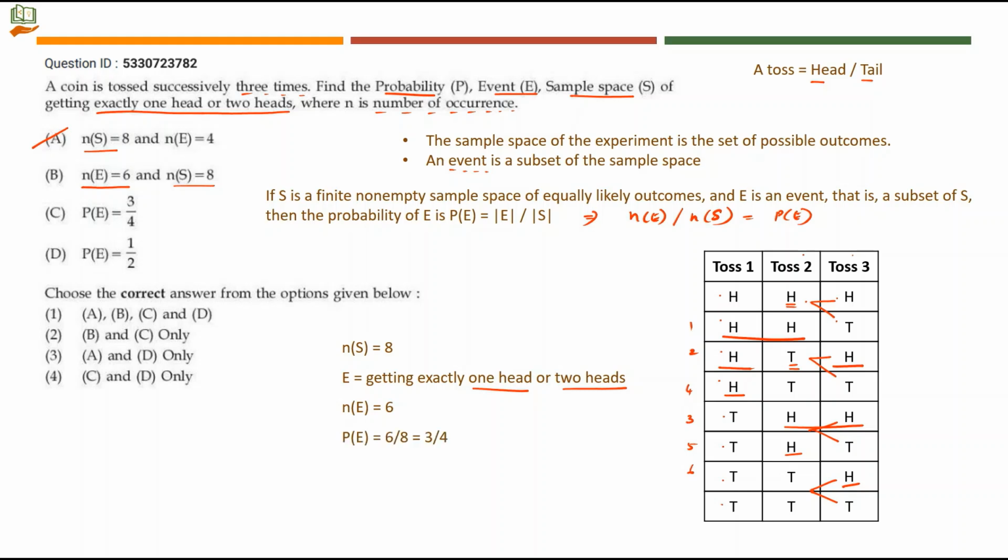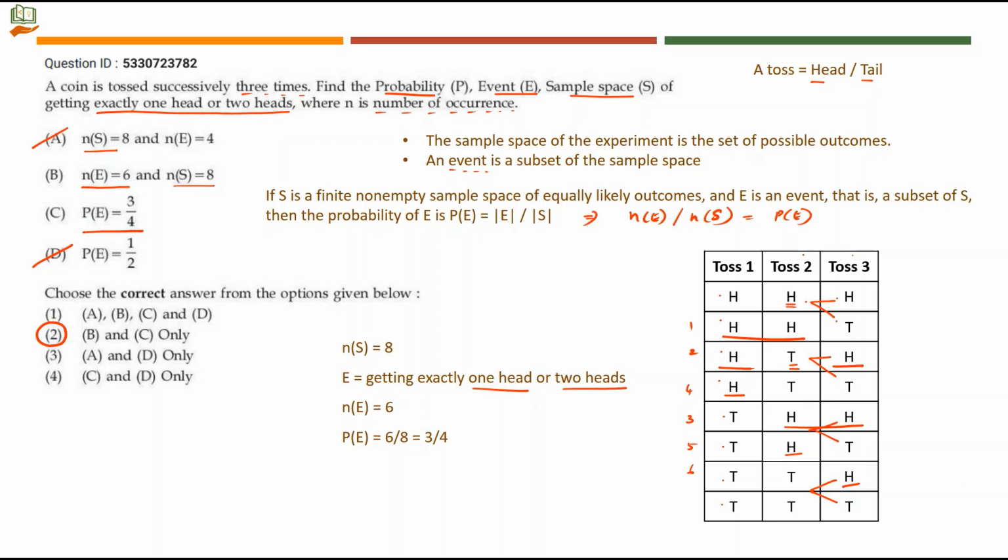Now we have to find the probability. Probability is equal to N of E divided by N of S. So 6 divided by 8. When you cancel them, you can bring it to 3 divided by 4. So P of E is equal to 3 by 4. This is also right. We can rule out D. Option number 2, B and C only will be the right answer.